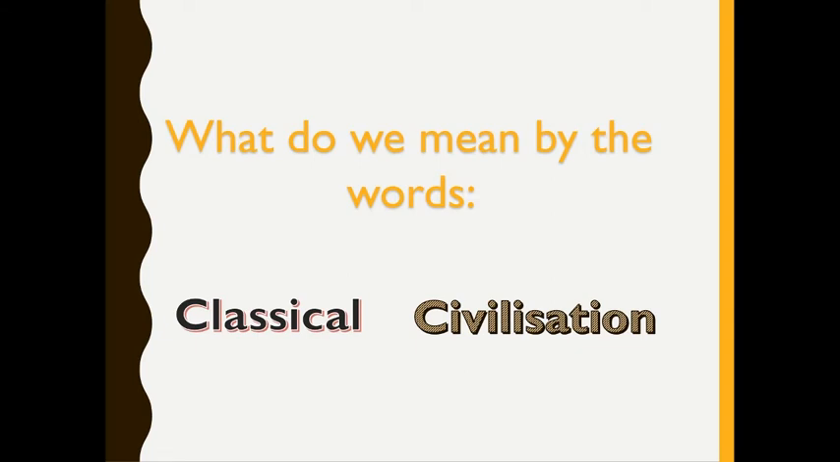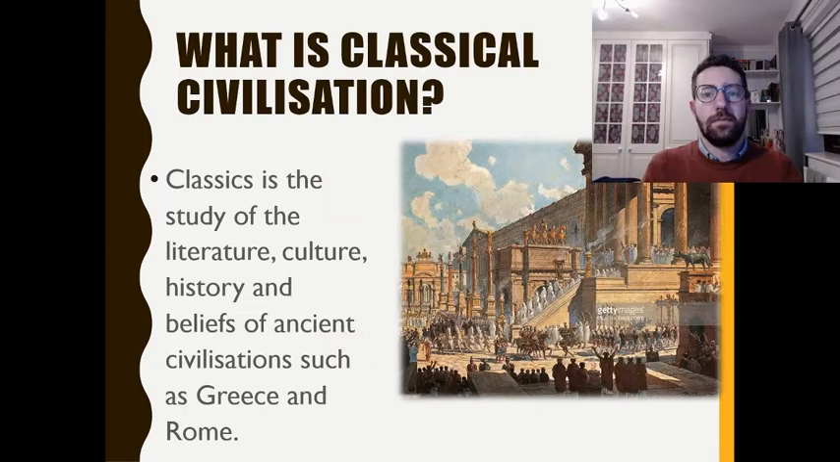In particular, we focus on ancient Greece and ancient Rome. So linking to this, we would define classical civilization, the subject, as the study of the literature, culture, history and beliefs of ancient civilizations such as Greece and Rome. So if you enjoy a varied form of education, you enjoy looking at lots of different topics and disciplines, then this sort of course will appeal to you. And then we use this information to try and study how their beliefs, their history, their literature and their culture have shaped the modern world.